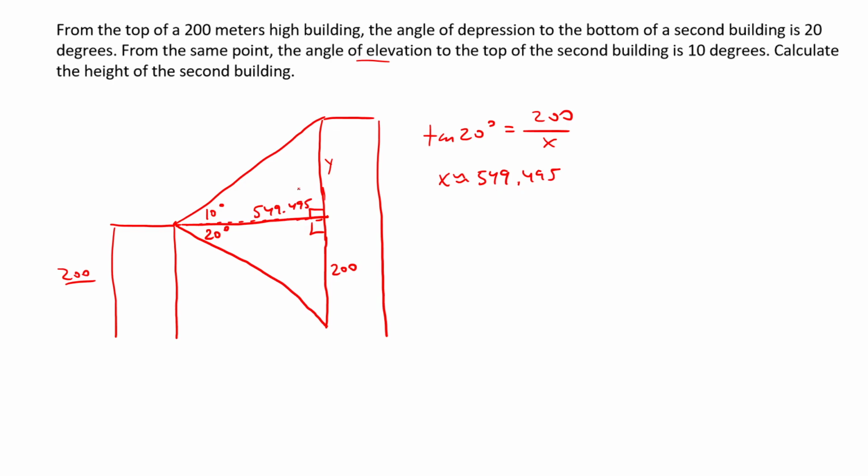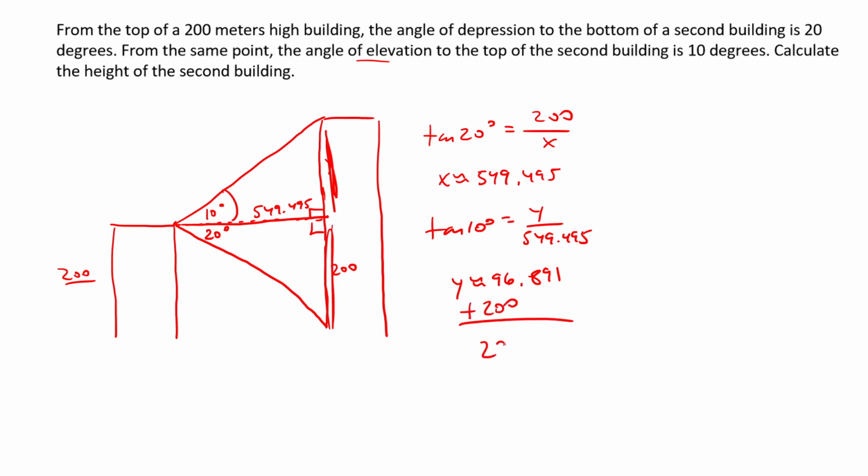Okay. And now I can set up another trig ratio. Now I can use the 10. So tan of 10 degrees equals y over that length there, 549. So we multiply that by tangent of 10, and we get about 96.891. Okay, so now we've solved for this, plus the 200 we knew from before, to obtain our final answer in meters.